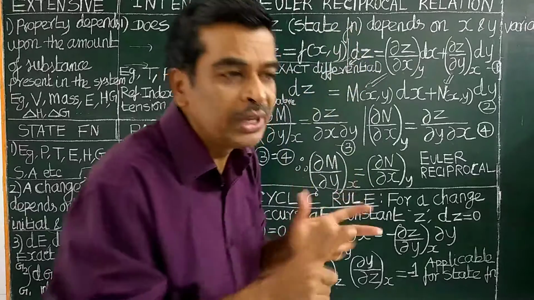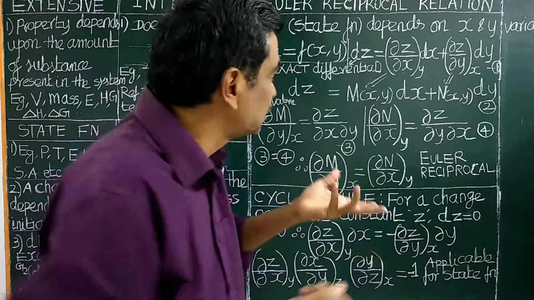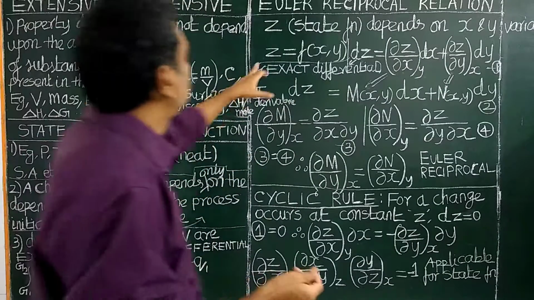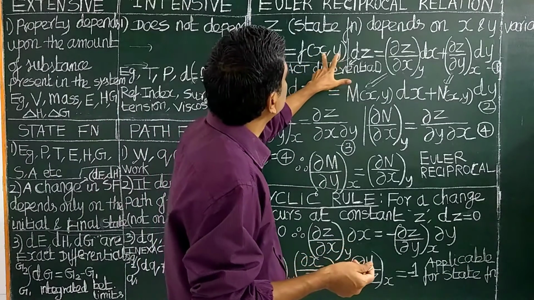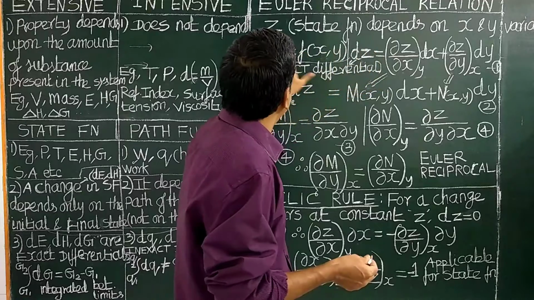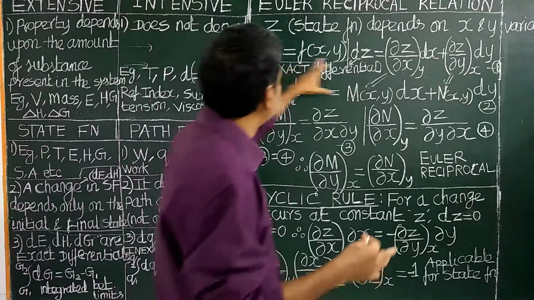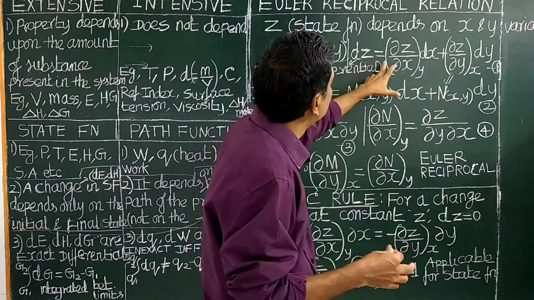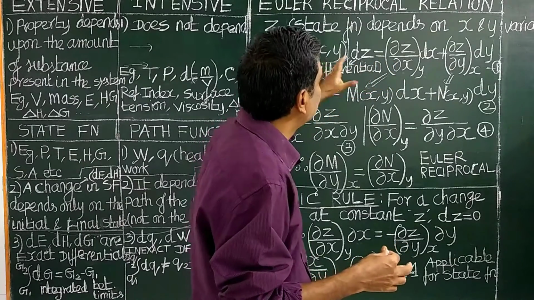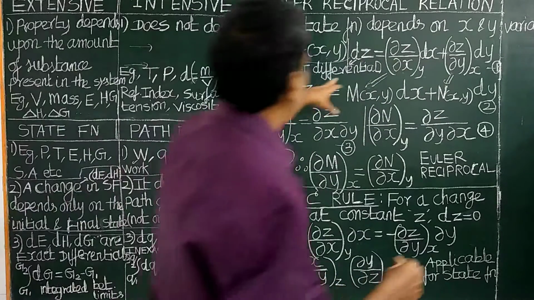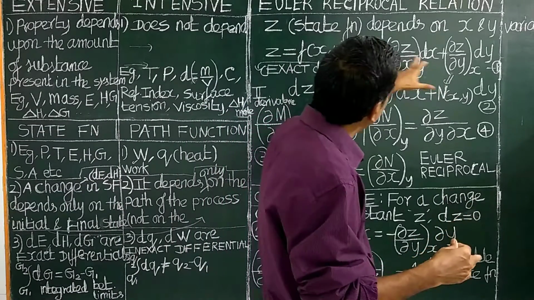It depends on two variables, for example temperature and pressure. Let us call them x and y. Now Z is a function of two variables x and y. The state functions are exact differentials, therefore dz for an exact differential can be mathematically written like this.